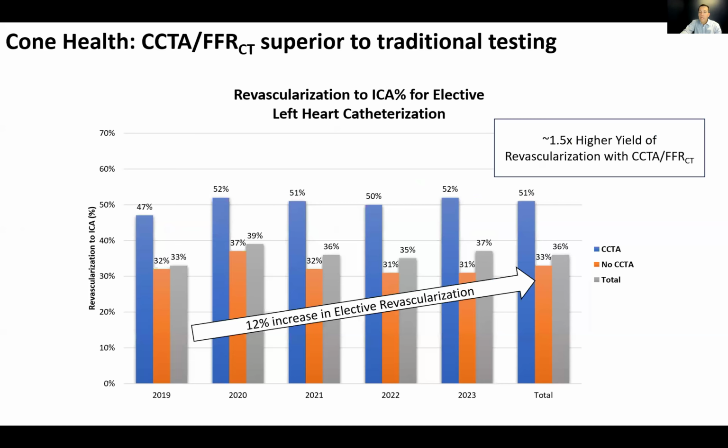And what we saw with the transition to CCTA is that we were identifying patients who needed to be there. They were more likely to get revascularization, much less likely to get it with stress testing or functional imaging. And overall, in our cath lab, we saw a 12% increase in elective revascularization, an overall 1.5 higher yield of revasc if you went to the cath lab with a CCTA first compared with other imaging. And this is real world data, which really shows the impact that CCTA can have on your site and your practice.